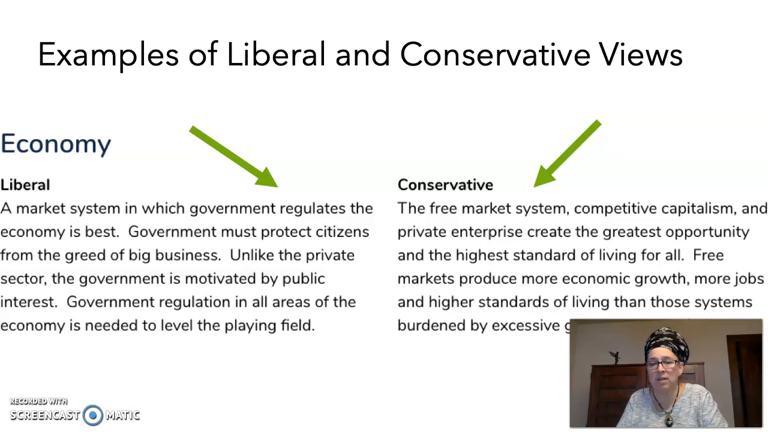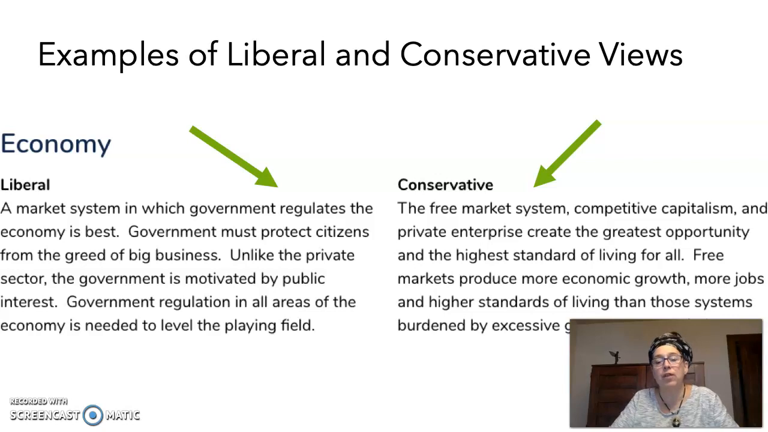A conservative on an economic level says, nope, let's go for the free market system. Competitive capitalism, private enterprise creates the greatest opportunity and the highest standards of living for all. So a conservative would say, hey, it's a market economy. I am smart. I have the ability to do this job. I can do it better than anyone else. I should be rewarded for that.